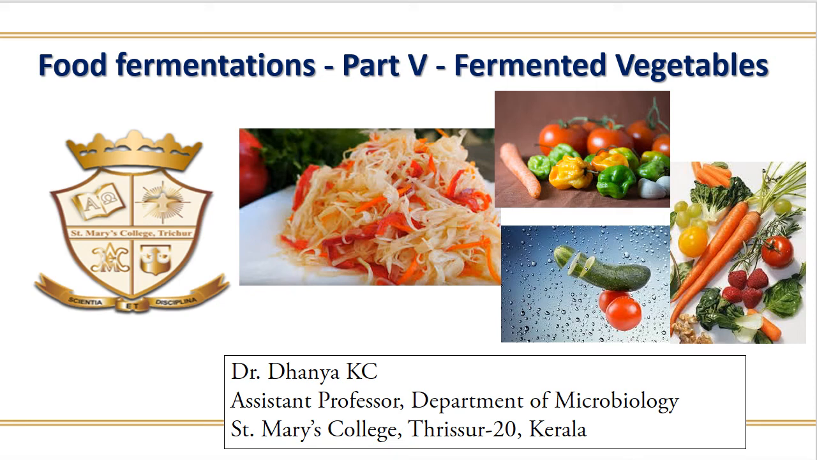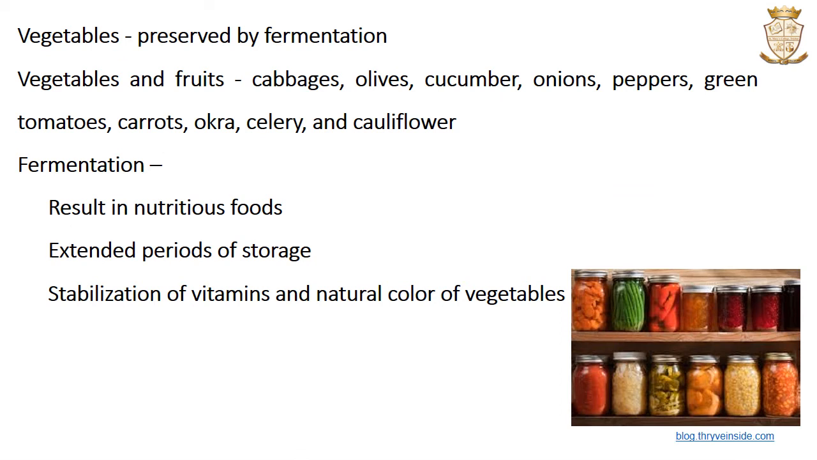Dear students, today we will discuss food fermentations part 4, fermented vegetables. Vegetables have been preserved by fermentation from time immemorial. A wide range of vegetables and fruits, including cabbages, olives, cucumber, onion, pepper, tomato, carrot, celery, cauliflower, etc., are preserved by fermentation. The fermentation of vegetables results in the formation of nutritious foods, and they will have an extended period of storage time.